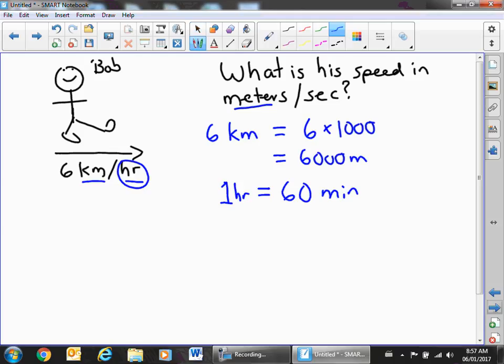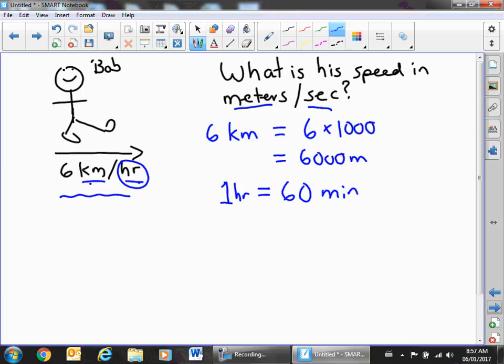We've got an issue here with Bob. Bob walks a total of 6 kilometers per hour. That's the rate he is currently walking at. And what they want to know is, what is his speed in meters per second? The unit rates that we're using here are kilometers and hours, so now we're going to have to convert those to meters and seconds.